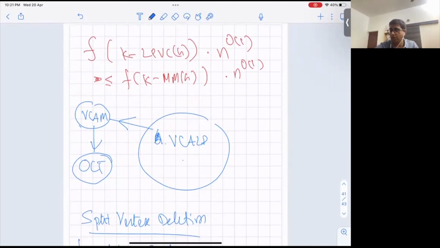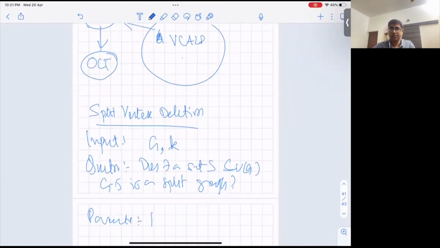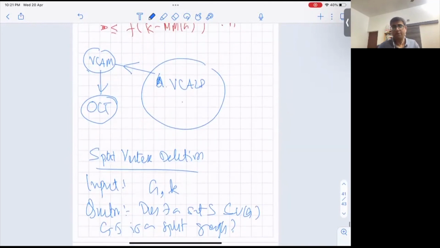Until you have further questions, I'm done for today's lecture. This is a question for you to think about: if you had an algorithm for vertex cover above matching or vertex cover above LP, I think the best is to think of vertex cover above matching, then you could solve this problem. There are direct algorithms, but please don't do that. I want you to think in this direction.